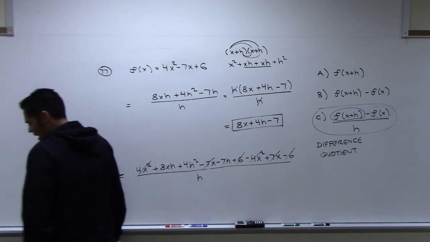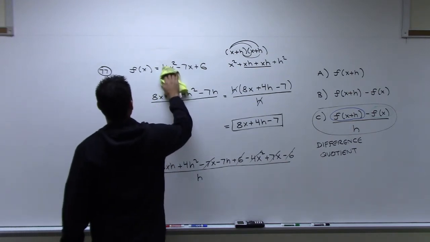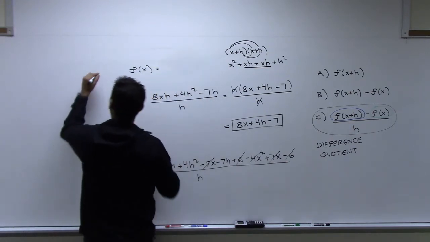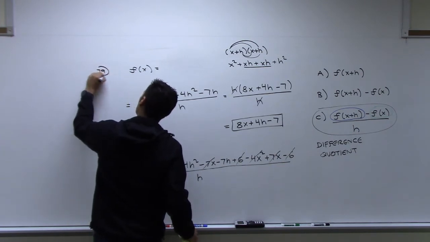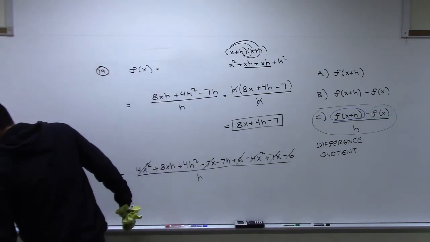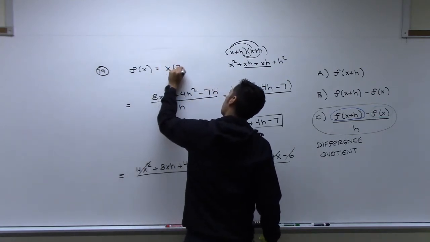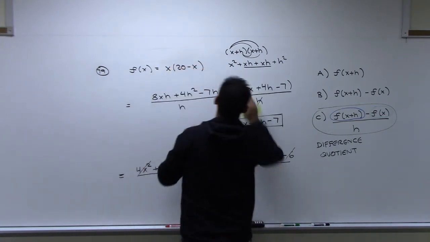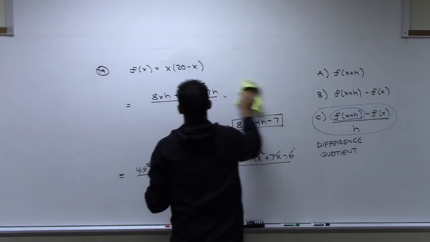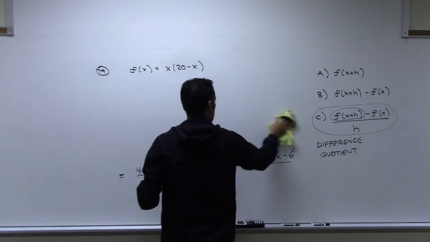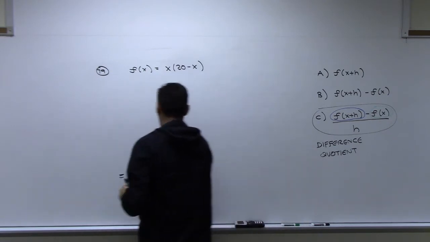All right, 79. Different function. The function is x times the quantity 20 minus x. And we're going to evaluate the difference quotient on this one.